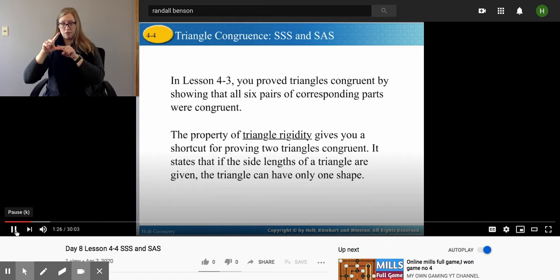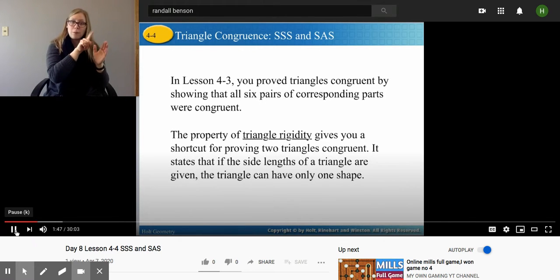When we proved triangles were congruent using the definition, we had to do 6 different things. We had to show all 3 sides in the first triangle were congruent to all 3 sides in the second triangle, and that the corresponding angles in the first triangle were congruent to the corresponding angles in the second triangle. Well, this idea of the rigidity of triangles gives us a little bit of a shortcut.